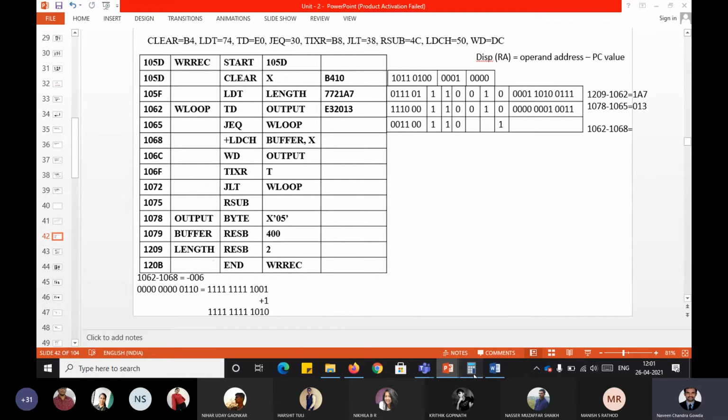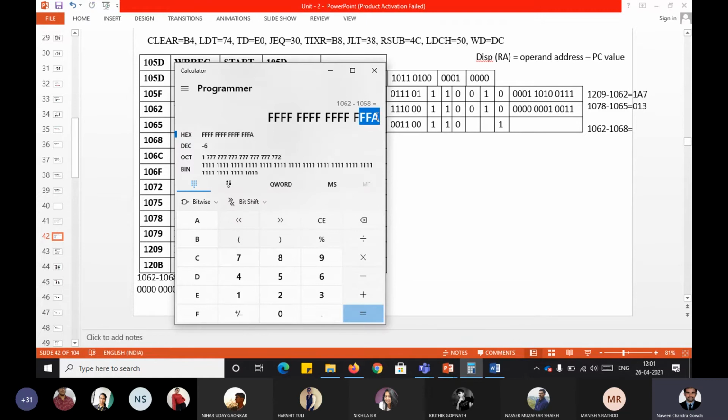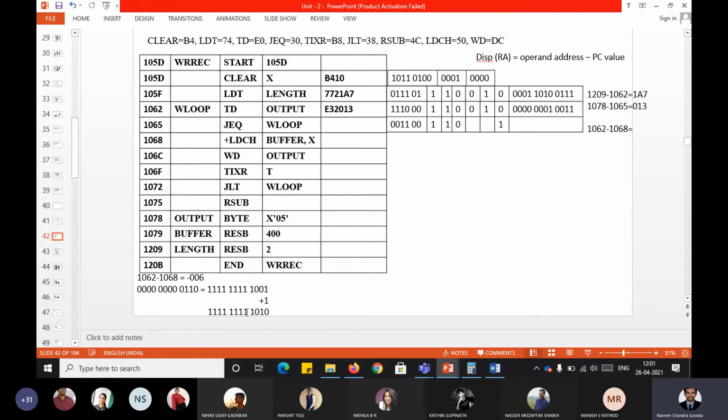Even in your calculator, what did you get? You can see FFA. Is this not F and the A? This is the displacement you got, which is FFA, for which again you made use of PC itself. You did not make use of base relative. So here E is still 0. It is format 3.